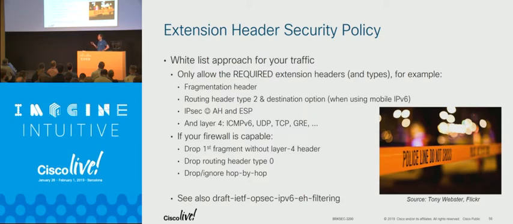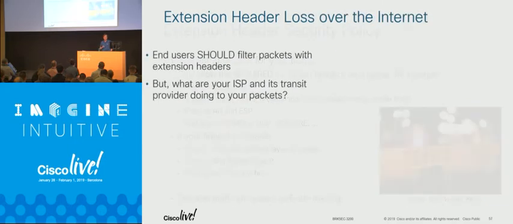Because if you want to do some IPsec tunneling, don't forget AH and ESP are extension headers. So you may want to permit them, either at the router level or in the access control list. But basically, you need to use a whitelist approach on this.